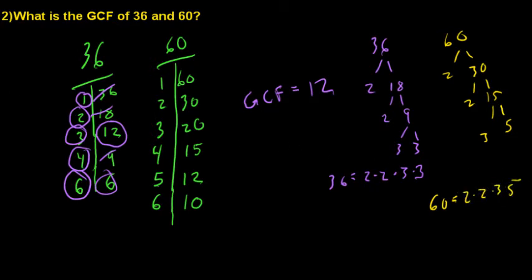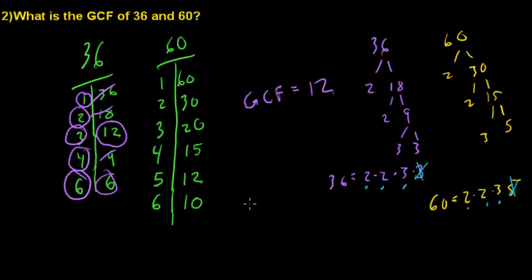Now all we have to do is find the ones that they have in common, and that will give us the GCF. So they both have a 2. They both have a second 2, and they both have a 3. Okay. They don't have the second 3 in common, and they don't have a 5 in common.